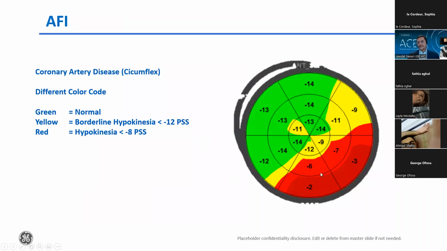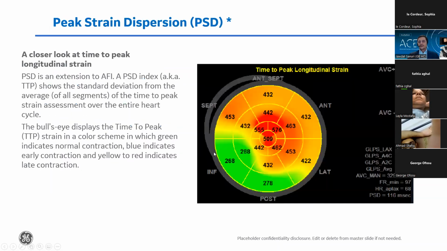Here, however, this color code is not concerned with dyskinetic motion. It is concerned with simply normal in green, which is anything above 12%. Borderline hypokinesia in yellow between 12 and 8. Anything less than 8 is considered akinetic and or hypokinetic, and it is simply given in red. So even if it's plus, it's still given in red because it's still abnormal contractility.